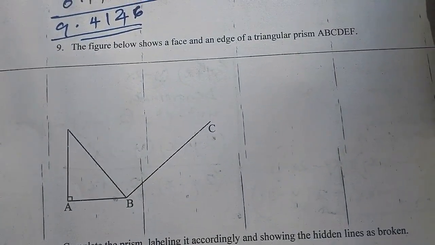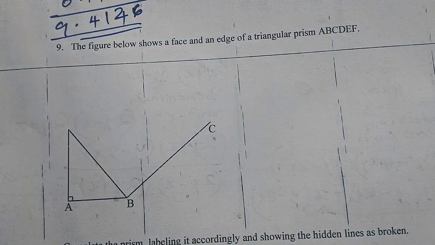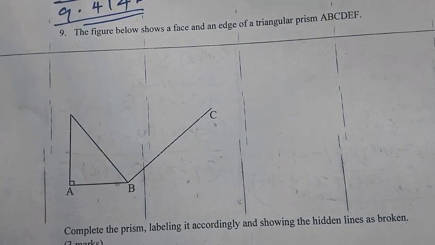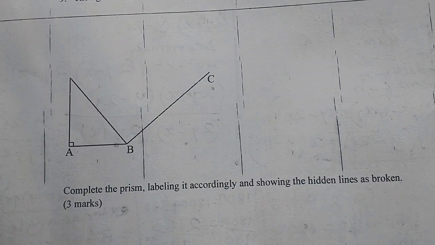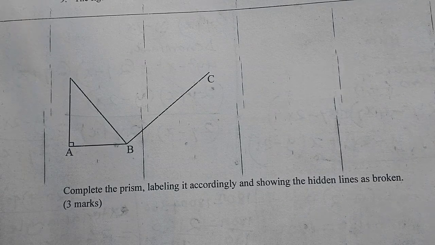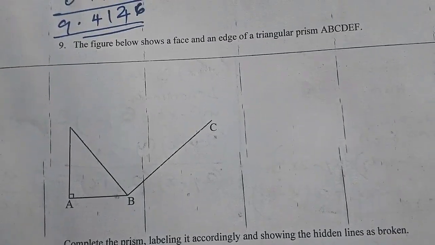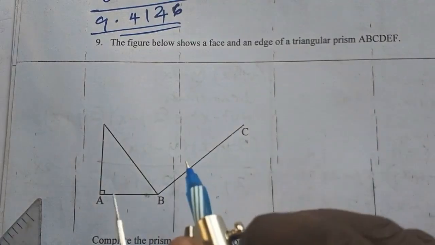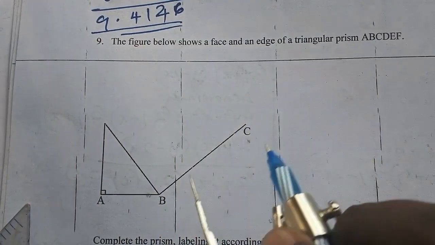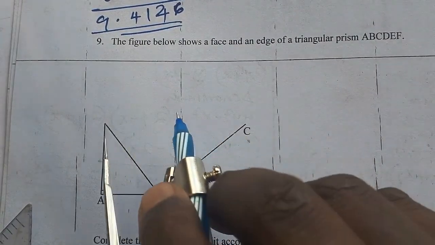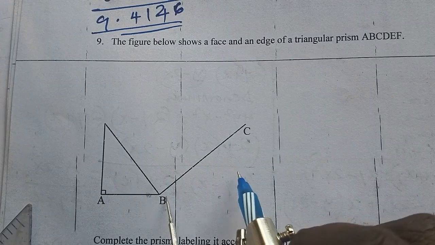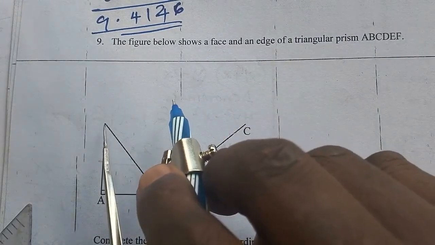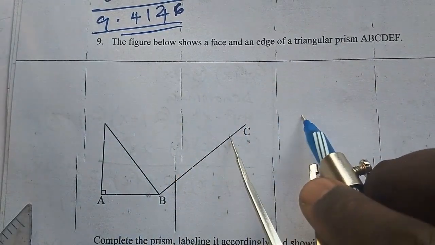The figure below shows a face of a triangular prism. Complete the prism, labeling it accordingly and showing the hidden lines as broken, 3 marks. So I want to show you how to do that. Now, we have been given length BC. Remember length BC and the lengths A, B, C, D, E must be the same. So you can start there.